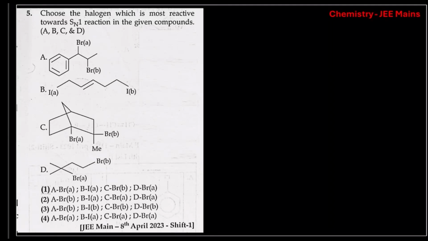Next question. Choose the halogen which is most reactive towards SN1 reaction in the given compounds. Now, option A. There are two halogens, bromine marked as A and B. We have to find out which one of these bromines is most reactive towards SN1.